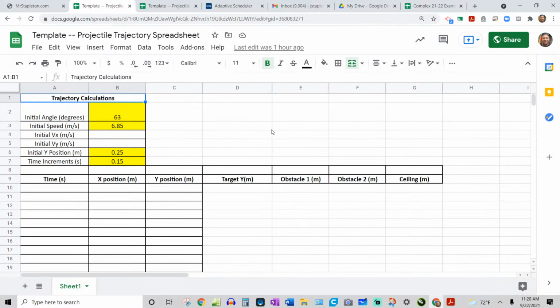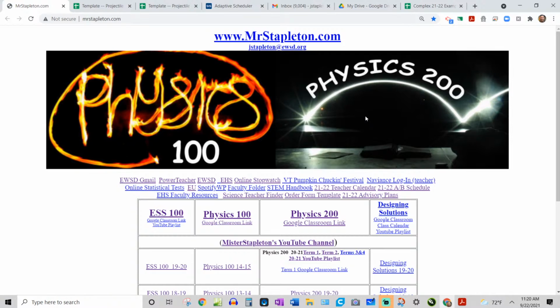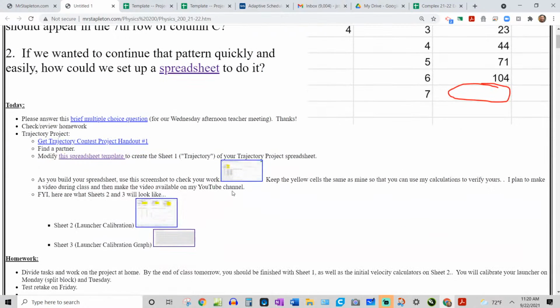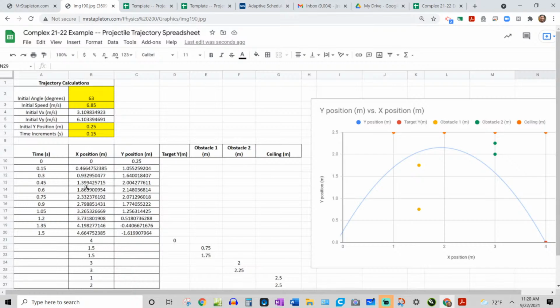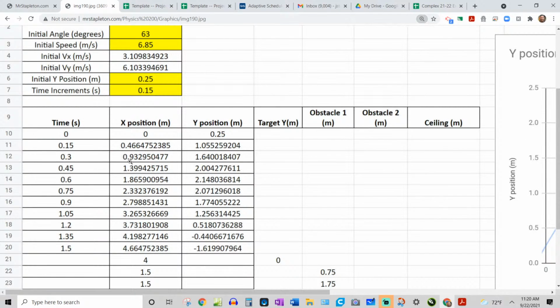Just to make your life a little easier, leave these numbers in here: the angle 63, initial speed 6.85, initial Y position, and time increments. Leave those as they are, because then you can go back to my website, open this up, and check your answers as you go to see if everything is working out like it should. So I should be getting these answers down here.